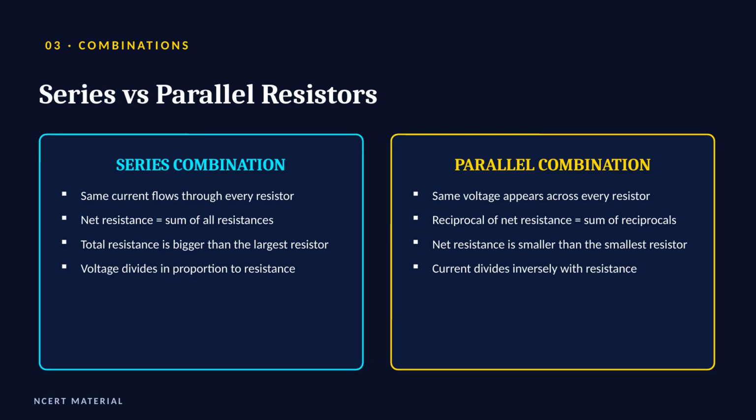In a parallel combination, it's the opposite. The same voltage appears across every resistor, but the reciprocal of the total resistance equals the sum of the reciprocals of each resistance. This makes the combined resistance smaller than even the smallest resistor, and current divides inversely with resistance.